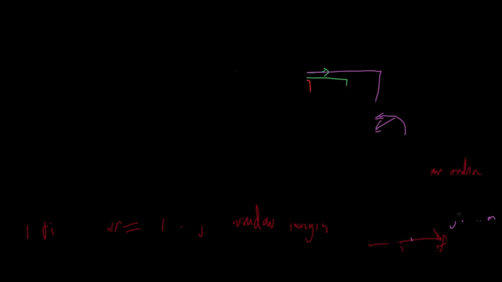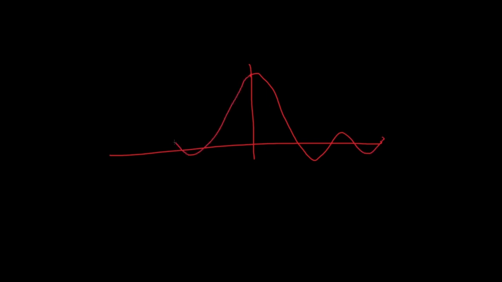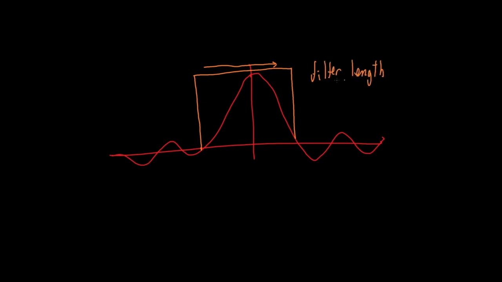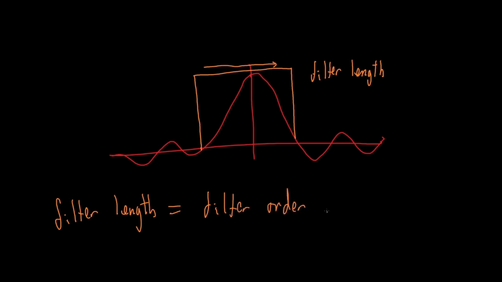So let's rub all of this out and redraw the sinc, or that low pass filter response. Remember that it's our sinc wave, or our low pass impulse response, and we apply our window. Now the full window length is equal to something called, well, you guessed it, the filter length. But how does a filter length correspond to the filter order? Well, filter length equals filter order plus 1.